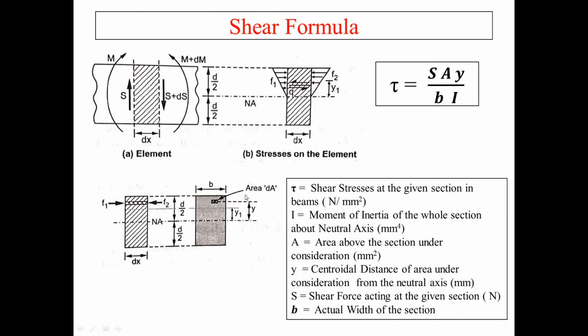So these are the particulars for the shear formula. Tau, that is the shear stress at a given section in the beam. I, that is the moment of inertia of the whole section about the neutral axis in mm to the power 4. A, that is the area of the section under consideration, area above the section under consideration. Y is the centroidal distance of the area under consideration from the neutral axis. S is the shear force acting at a given section of the beam. Then B, that is the actual width of the beam or the section.